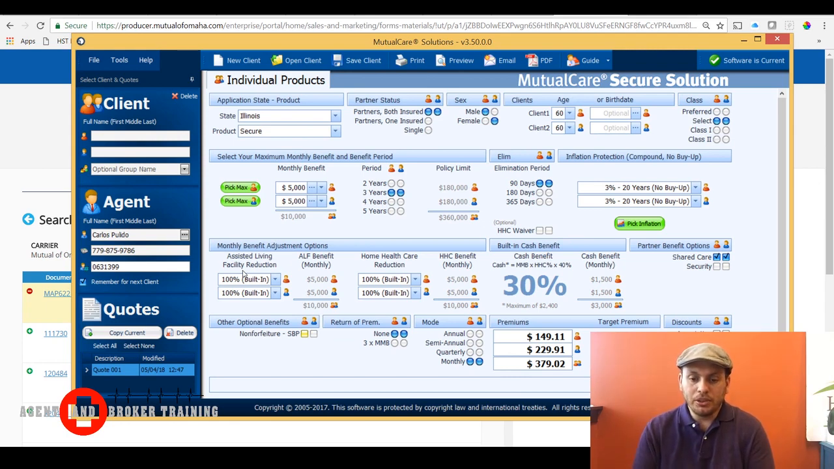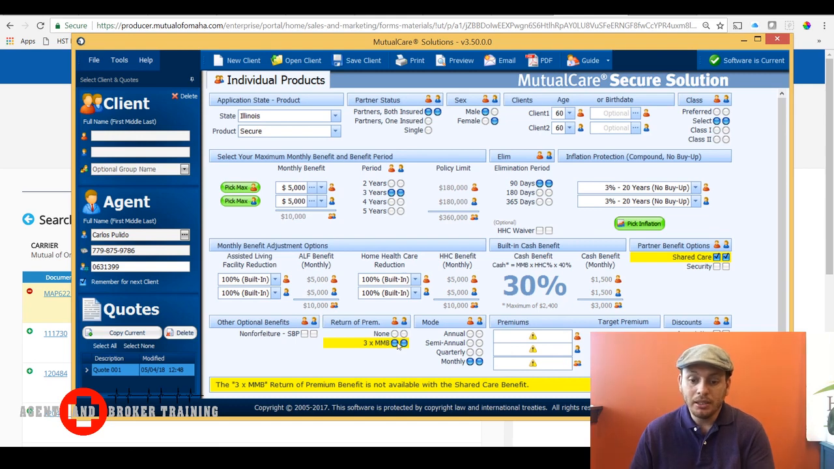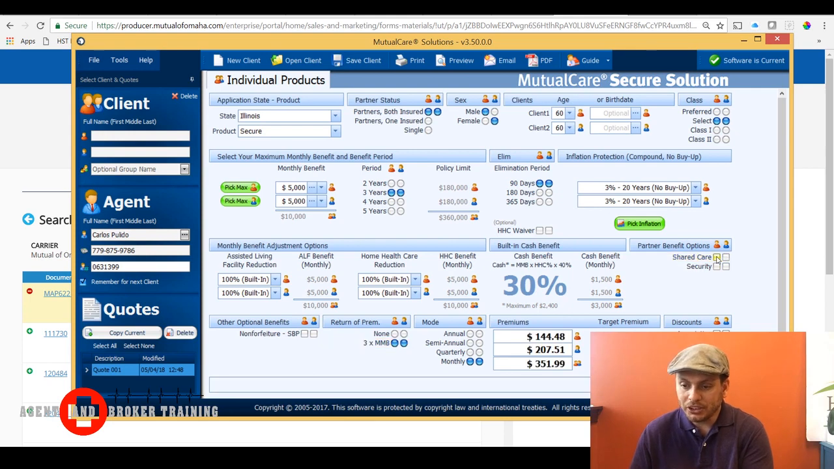Okay. Return of premium. Let's say the client passes away before he gets to use the long-term care. What they'll do is give them a maximum of 3 times their monthly benefit. So no more than 3 times their monthly benefit. Obviously, if we add that, it's going to increase the premium. Sometimes it says here you can't do certain things if you have one thing checked off, so you just gotta mess with it. The system's pretty cool. It'll tell you what you can and can't do.